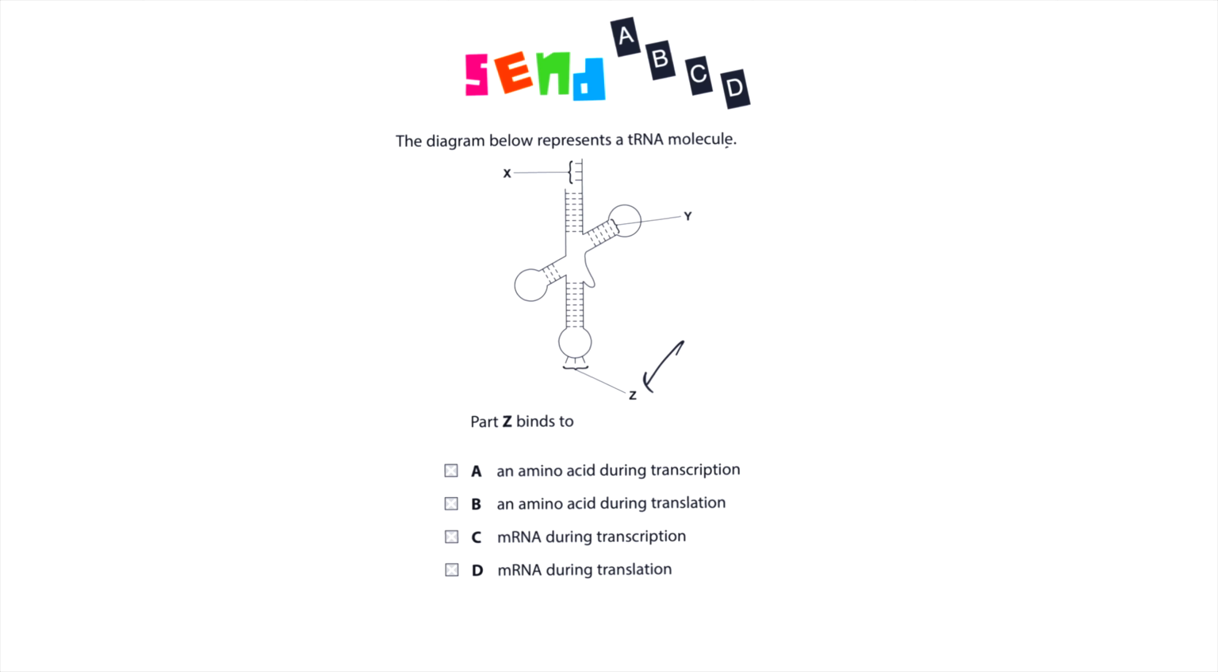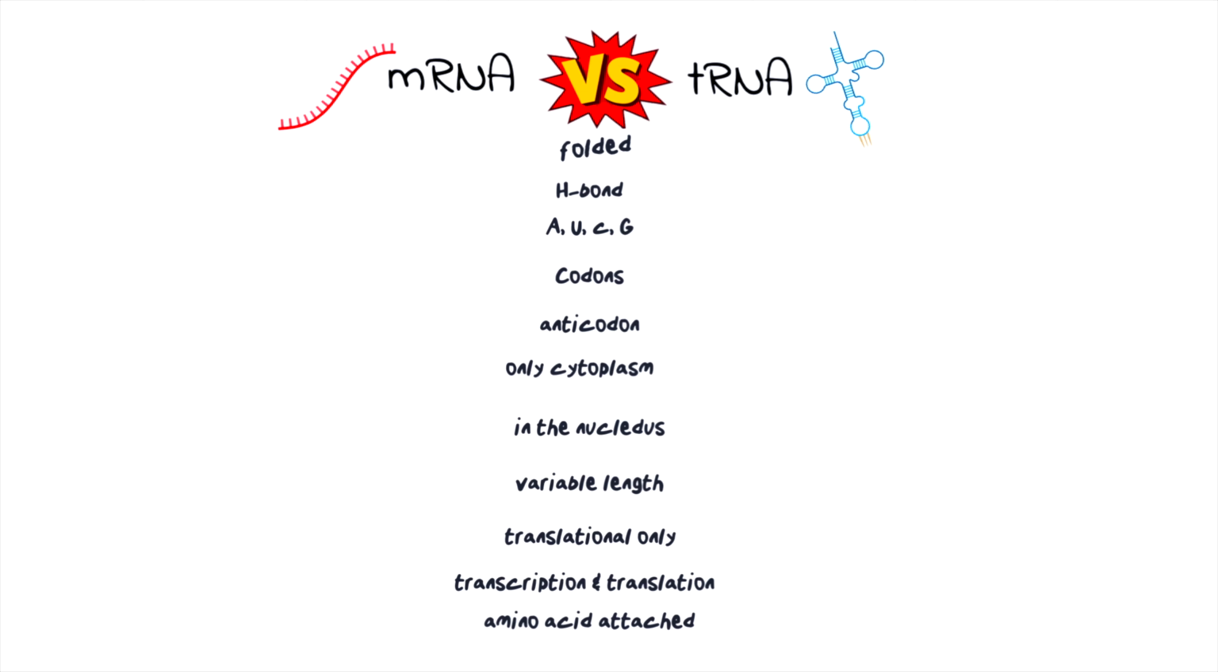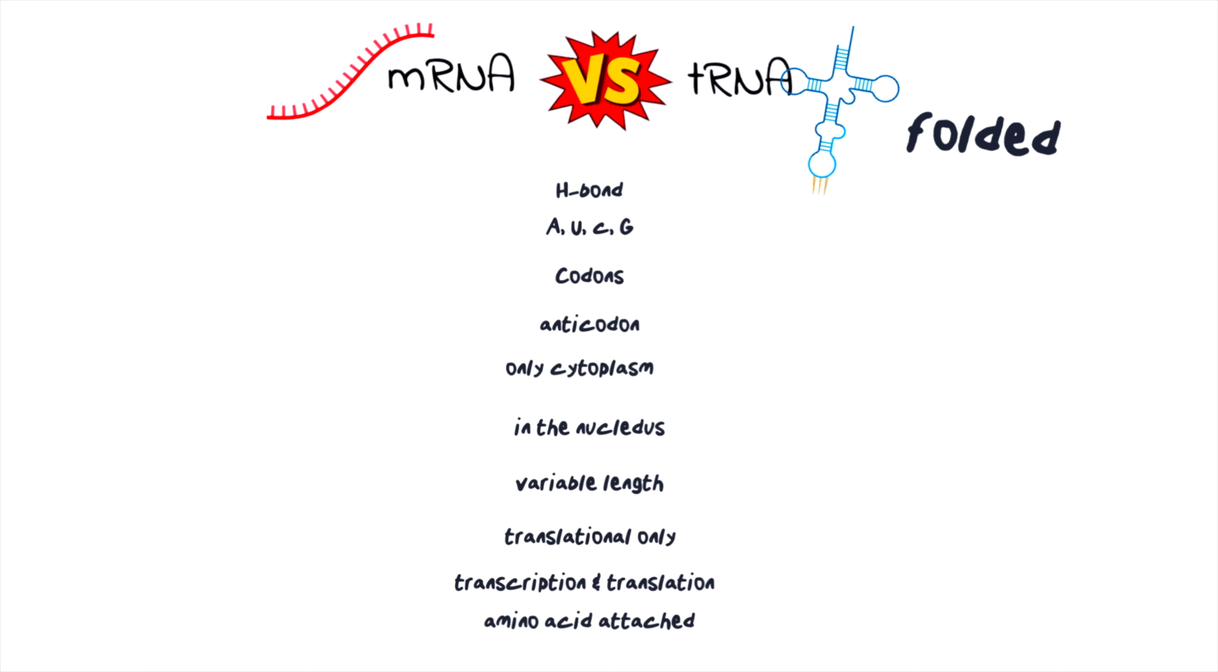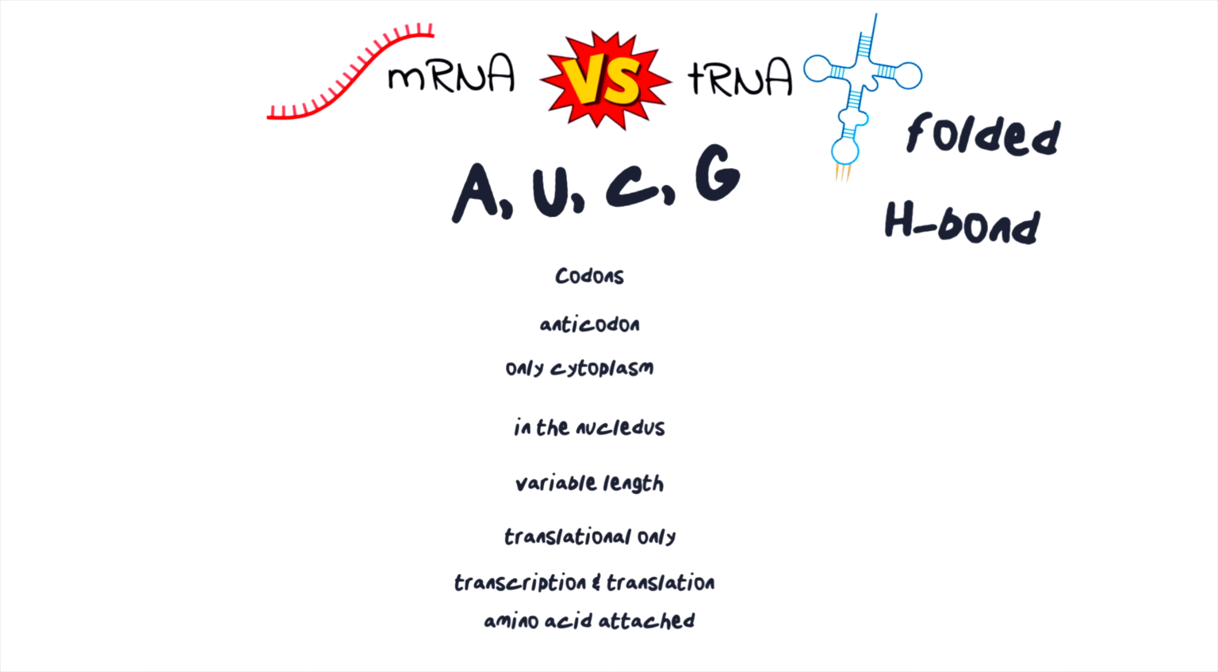In one exam paper, they asked the students to make a comparison between messenger RNA and tRNA. Here I have an extensive list of differences and similarities. Let's start with the part where it says folded. Remember, only tRNA is folded because of those loops where we have hydrogen bonds. As you can see, hydrogen bonds are exclusive to the tRNA. Both tRNA and messenger RNA are made up of the same mononucleotides, right? A, U, C, and G. So I'm going to leave this in the middle because it's common.